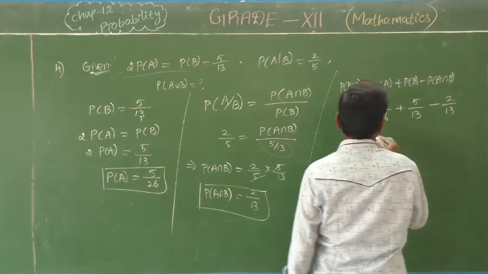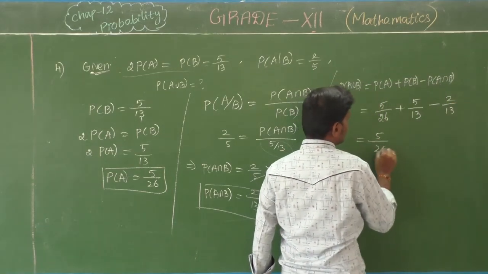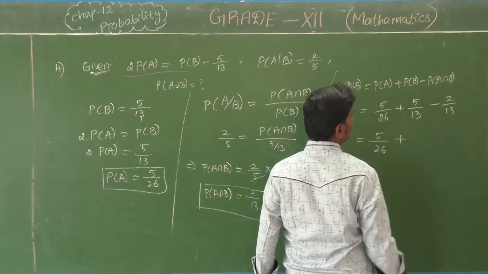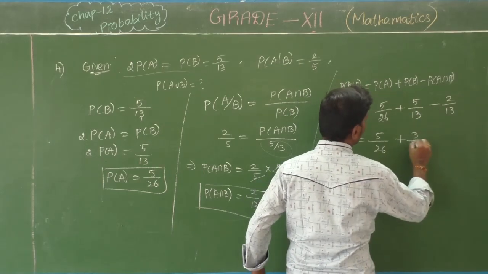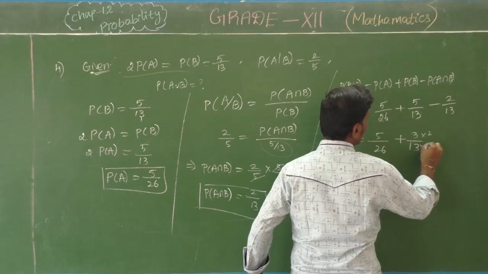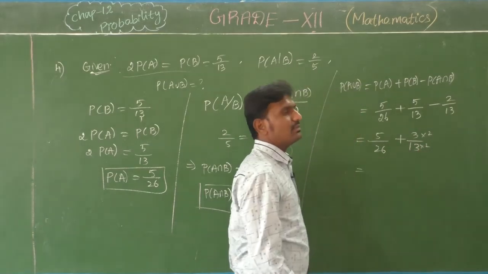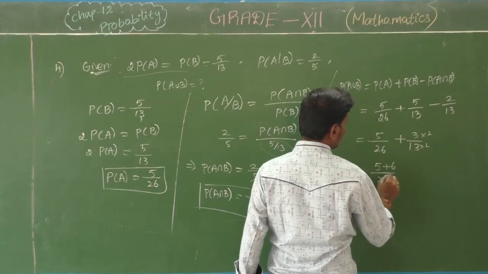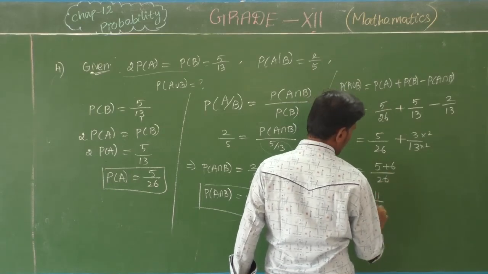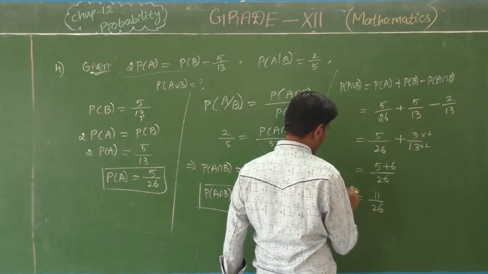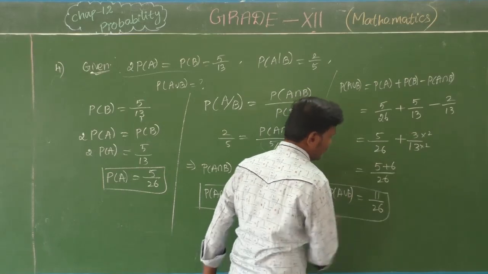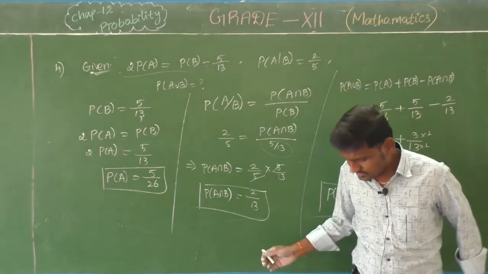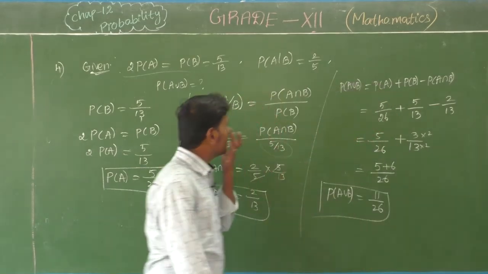5 by 26 plus 5 by 13 minus 2 by 13 gives 3 by 13. Multiply by 2 to get the same denominator. So it will come 5 plus 6 by 26. So 11 by 26 is the answer for P of A union B.